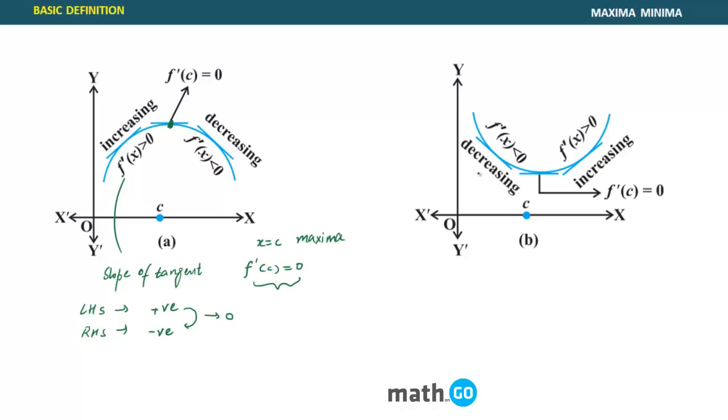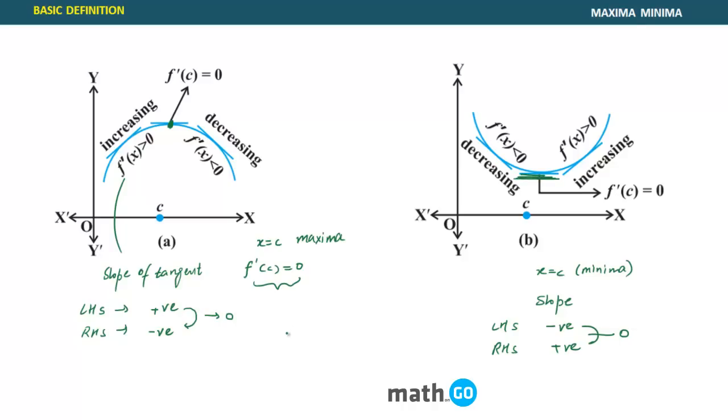And similarly, notice that if we are talking about x equal to c as a point of minima, then what is happening? Yes, the slope at the left hand side, LHS, is negative. You can see that the slant is negative, and on the right hand side the slant is positive. So again there will be a 0 in between, and that again happens at point c, where the tangent is parallel to the x-axis.